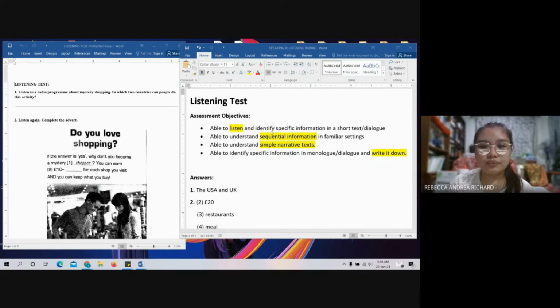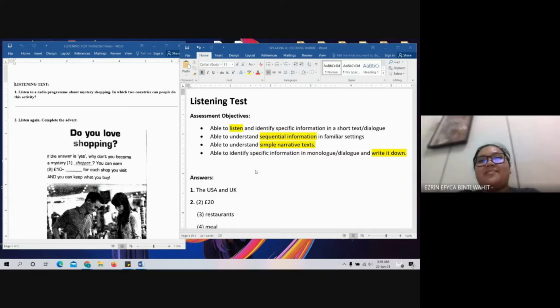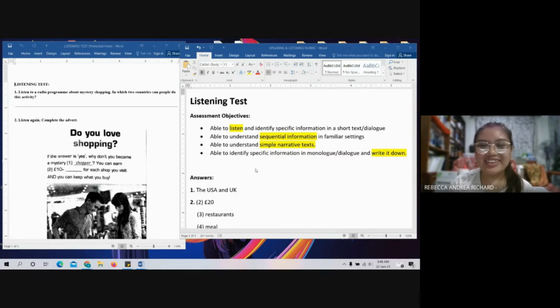Okay, so we have highlighted the important main points for our objectives.